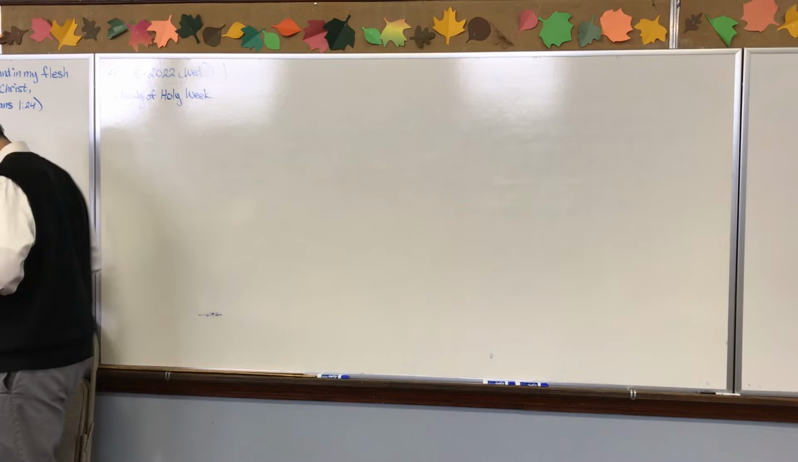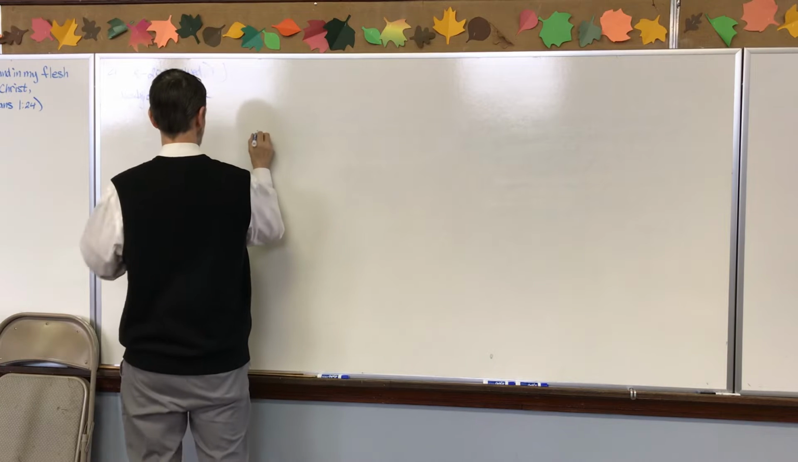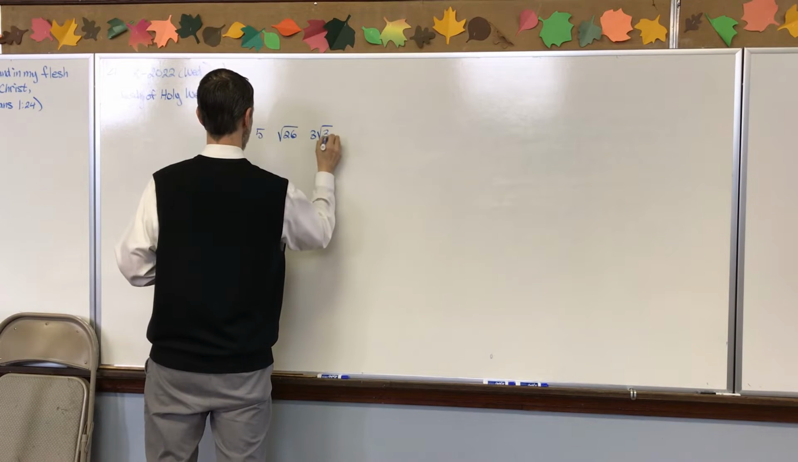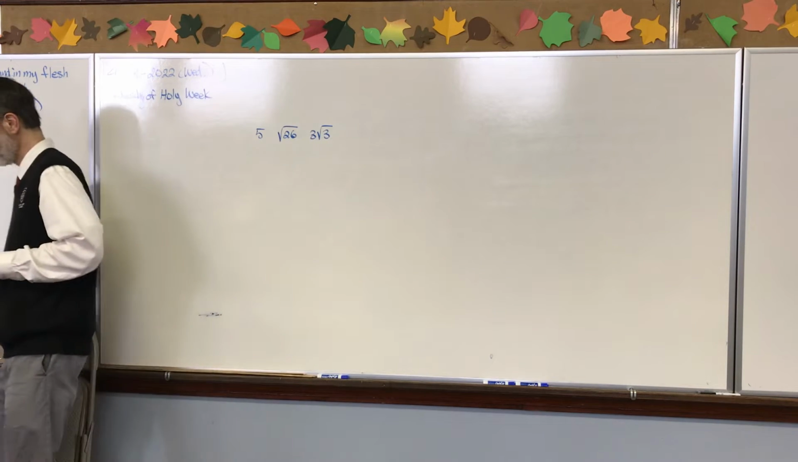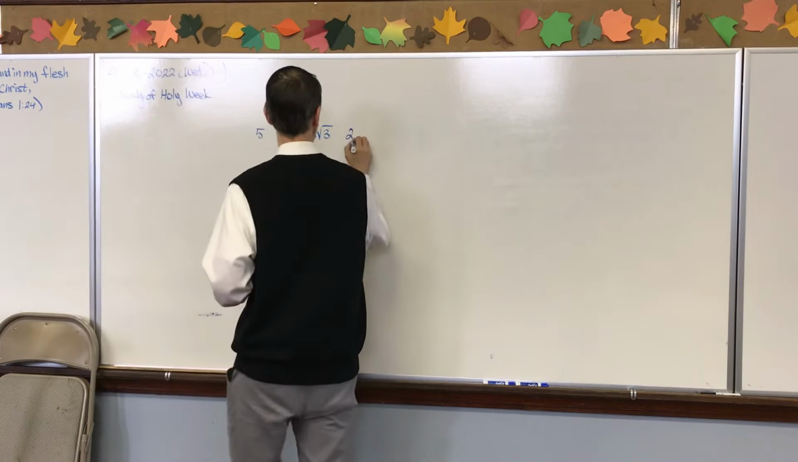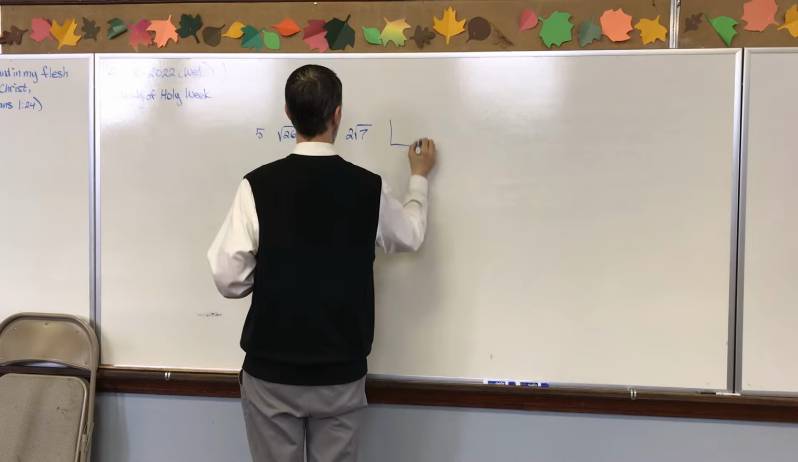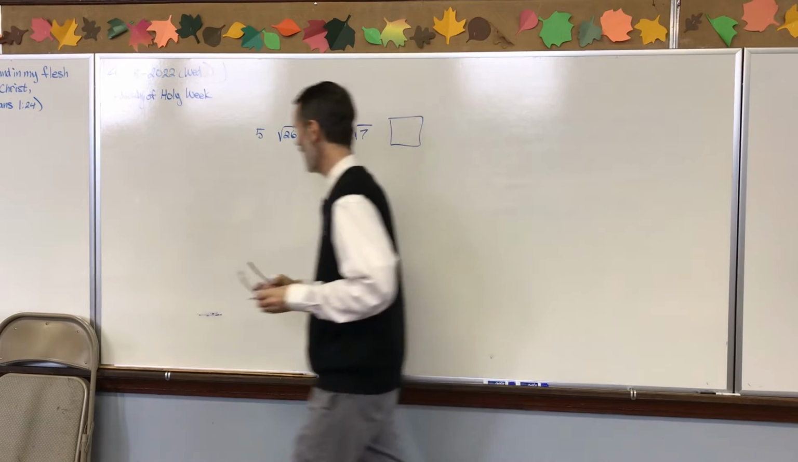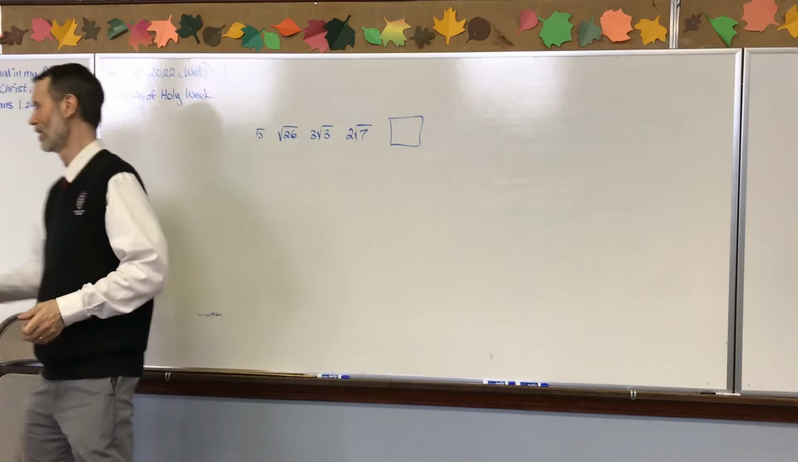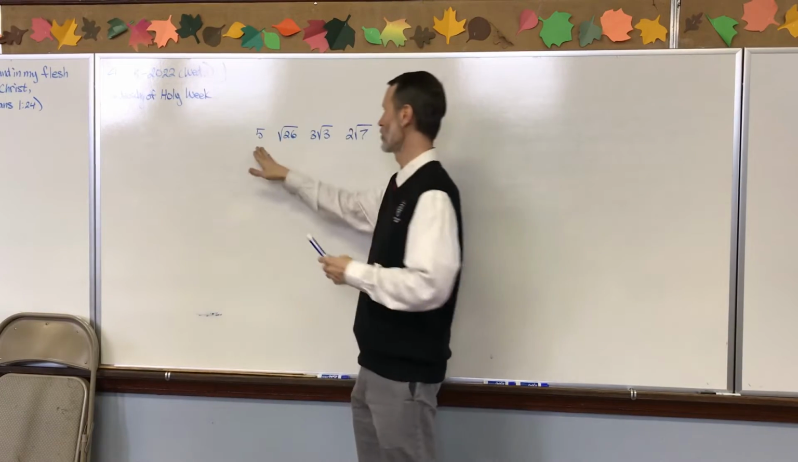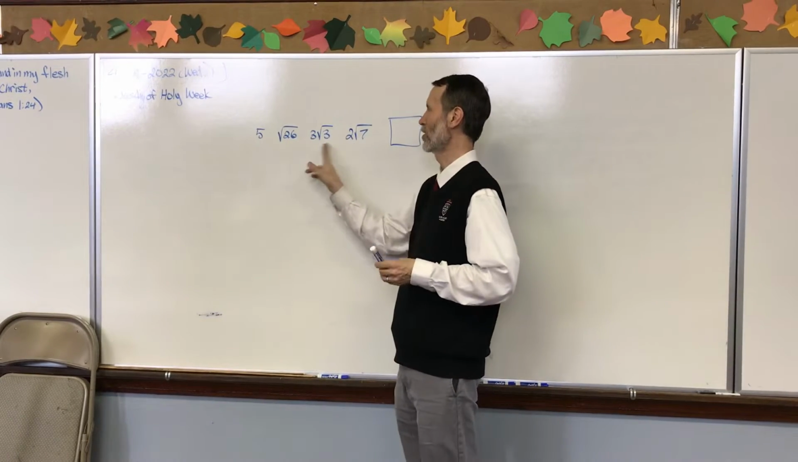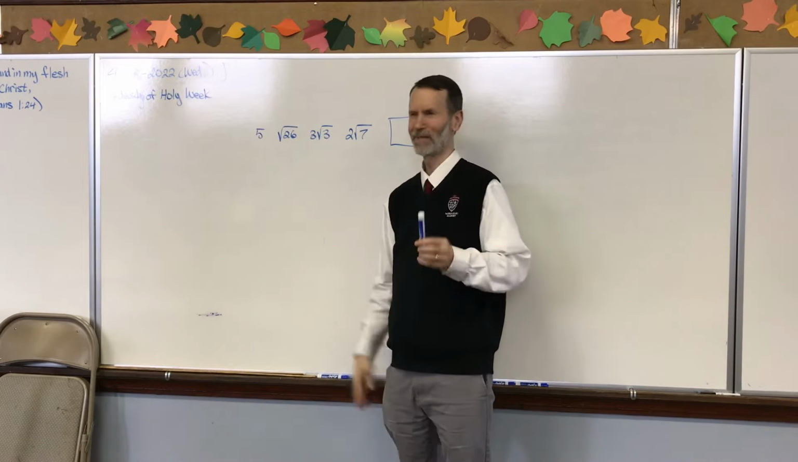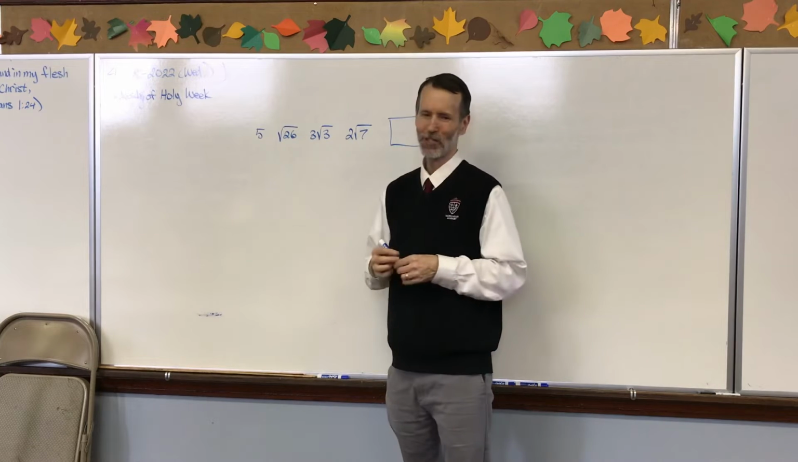Okay. 5 radical 26. 3 radical 3. 2 radical 7 and blank. There's not much of a visible pattern there. This is a whole number, this is a radical, this is a partial. You might say, well, okay, this went down by 1, this went up by 4, maybe, I don't know. There's a trick to it.